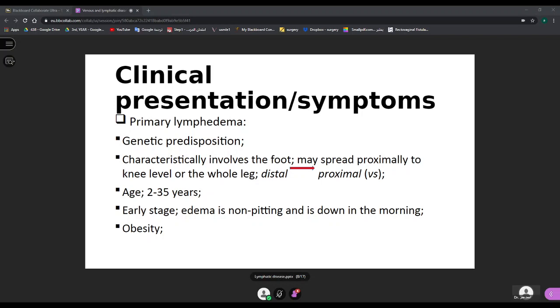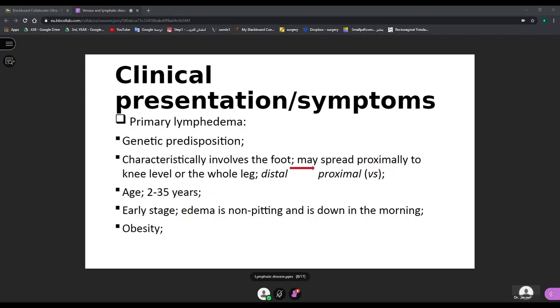And we'll see in a minute that this is the opposite of what you can get in case of secondary lymphedema. As I have mentioned, the age ranges between 2 and 35. Three conditions we get here: Milroy disease, lymphedema praecox, and lymphedema tarda. In the early stage, the edema is not pitting, but eventually all cases of lymphedema will give rise to pitting edema, and the patient will tell you that they experience the swelling more in the morning.